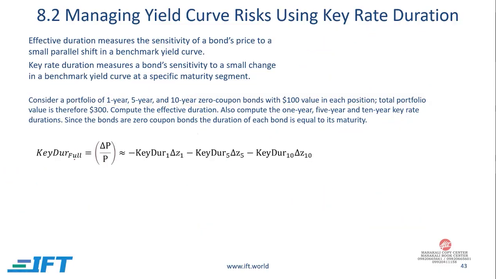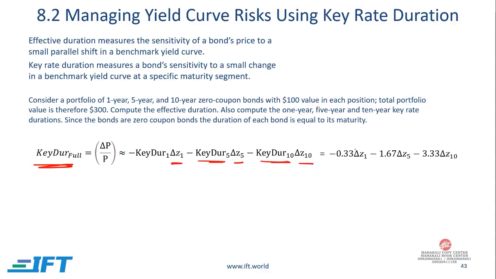Now, based on this conversation, we can come up with a measure for yield curve risk. The overall key duration for this portfolio can be written like this. So it is negative, and then key rate duration for the 1-year rate times the change in 1-year rate, then the key rate duration for the 5-year rate times the change in 5-year rate, and key rate duration for the 10-year rate times the change in 10-year rate.